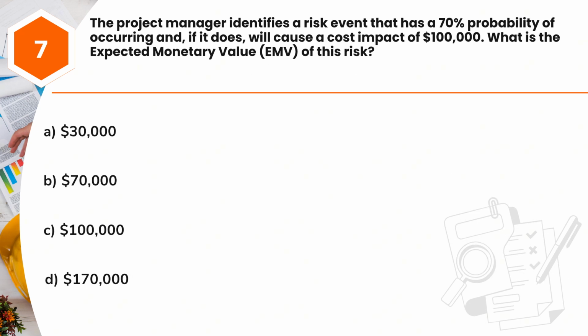Question 7. The project manager identifies a risk event that has a 70% probability of occurring and, if it does, will cause a cost impact of $100,000. What is the expected monetary value, EMV, of this risk? A. $30,000. B. $70,000. C. $100,000. D. $170,000.